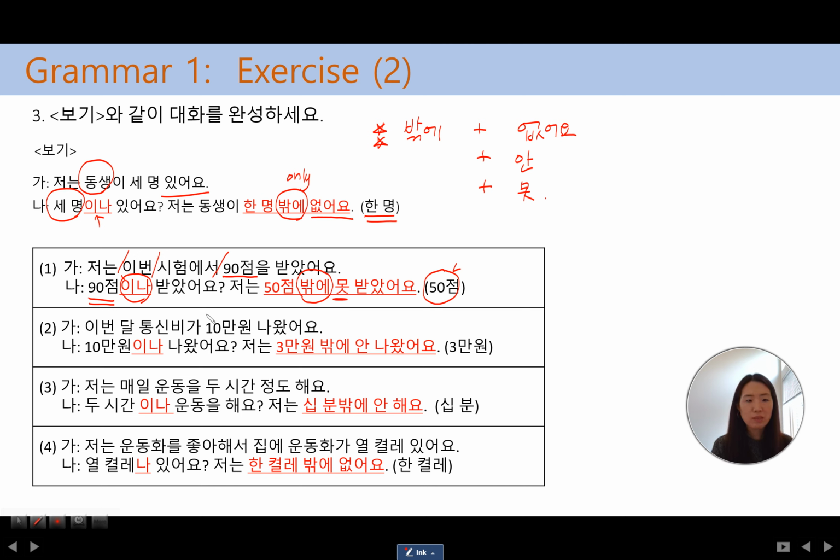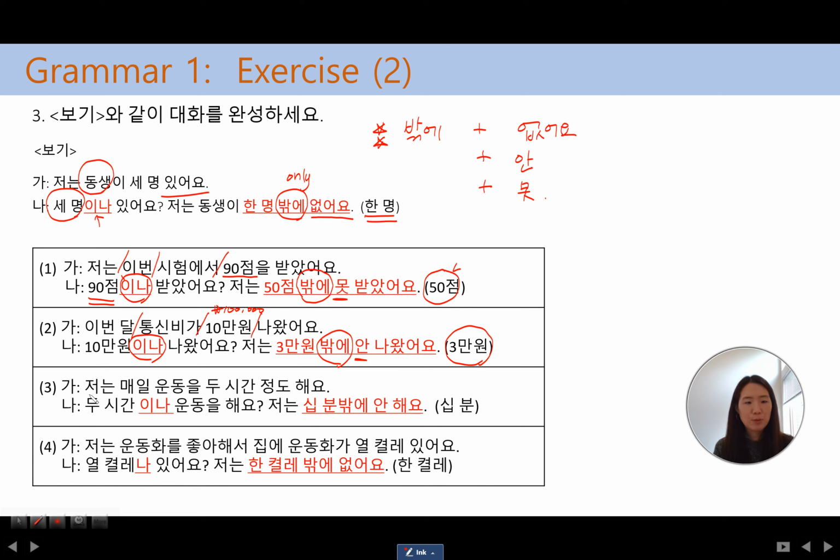Number 2. 이번 달 통신비가 10만 원 나왔어요. I was charged 100,000 won for internet expenses this month. It's a lot. Wow. More than expected. 10만 원이나 나왔어요? You got charged 100,000 won. 저는, and me, I got charged 30,000 won. Oh, I was charged only 30,000 won. So 3만 원밖에, negative. 안 나왔어요.